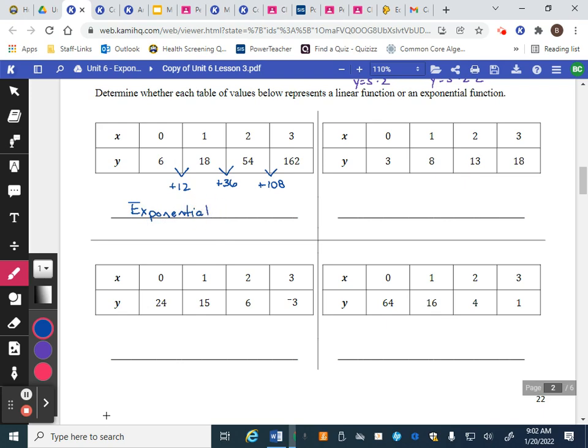Now, if we think about what the growth factor is, 6 times what is 18? This would be times 3.